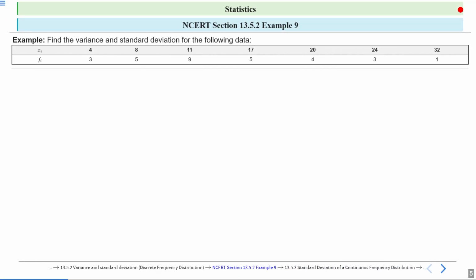Now let's look at example 9. In this example, we have to find the variance and standard deviation for the following data. The table shows two rows. The first row, xi, lists the data values 8, 11, 17, 20, 24 and 32. And the second row, fi, gives the frequency of each value. The frequencies are 3, 5, 9, 5, 4, 3 and 1. And then you have to find variance and standard deviation. So first of all, try it yourself.